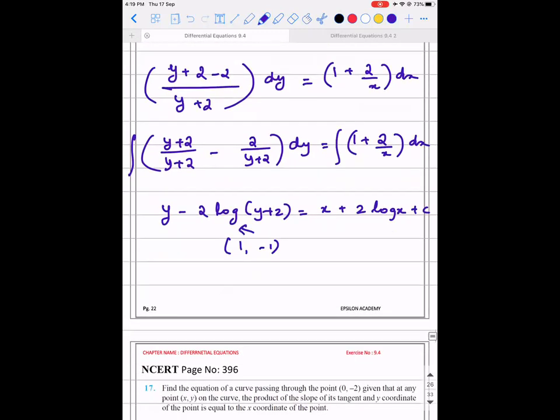1 comma minus 1, if you substitute, minus 1 minus 2 log of 1 is equal to 1 plus 2 log 1 plus c. So 2 log 1 is 0, 2 log 1 is 0. So this will be minus 2 is c. Substituting back, c is equal to minus 2 will give you the required particular solution.